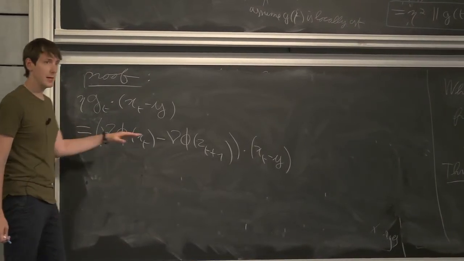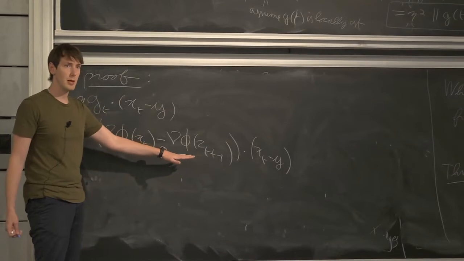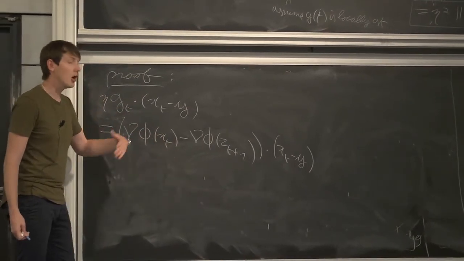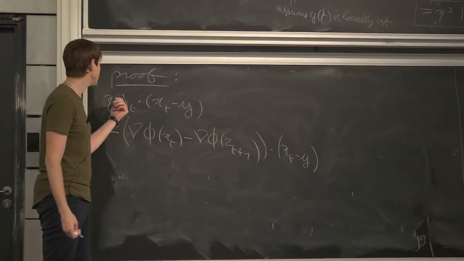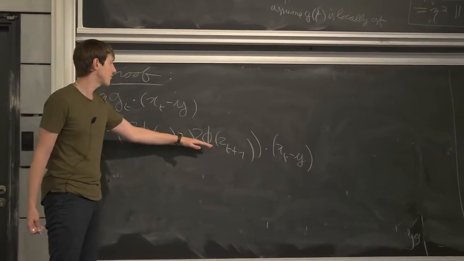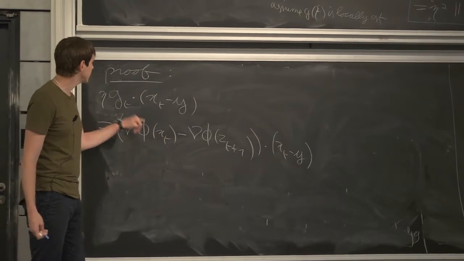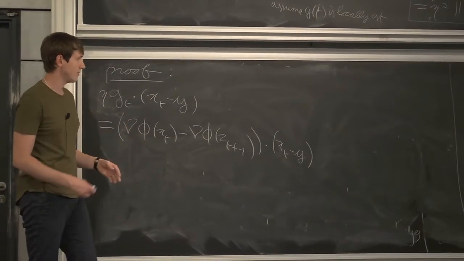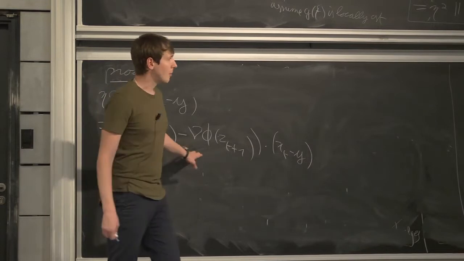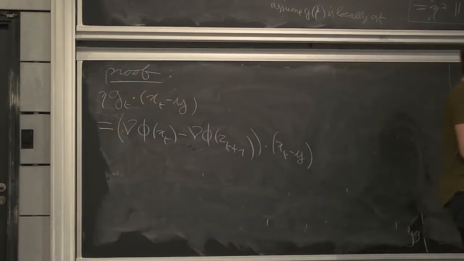Yes, that's right. By definition, z_{t+1} is the unprojected point. It's when I do one step of mirror descent on eta g_t. Okay, so grad phi of z_{t+1} is grad phi of x_t minus eta g_t. So here I really did nothing. What do I want to compare this to? I would like to compare this to this thing, the drop in Bregman divergence.